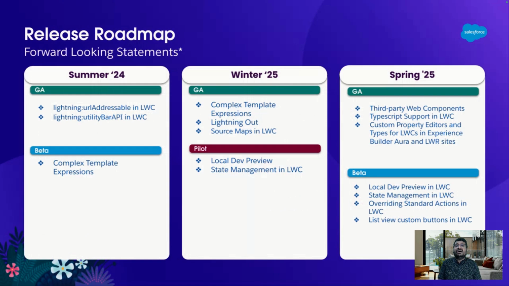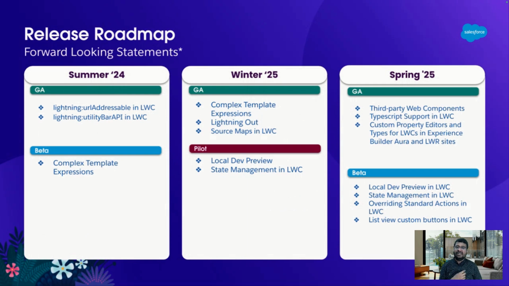So here is a quick release roadmap. I talked about a few things here. I talked about utility bar in LWC, which will be available in summer 24. And then there are a few things which will be available in winter 25 and spring 25. You can see the local development preview and state management in LWC, which will be in pilot. And you can expect complex template expressions to be generally available along with Lightning Out and source maps in your winter 25 release. So you can again take a screenshot of what you can expect in the upcoming releases.